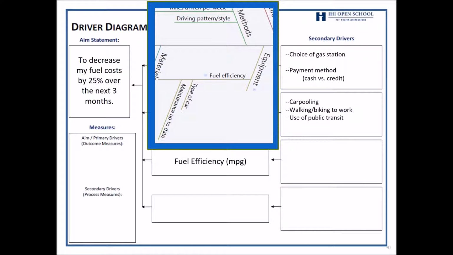And now the final primary driver I wanted to fill in was fuel efficiency, since this is another big factor that goes into our fuel cost. Now when I fill in our secondary drivers here, I want you to see that I was able to pull secondary drivers from different parts of the fishbone diagram.